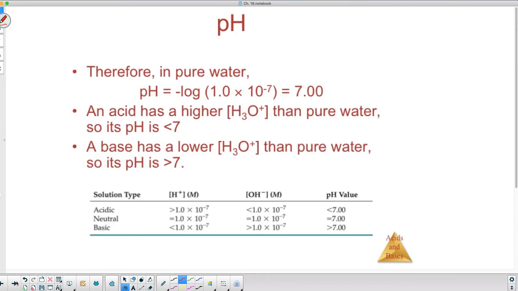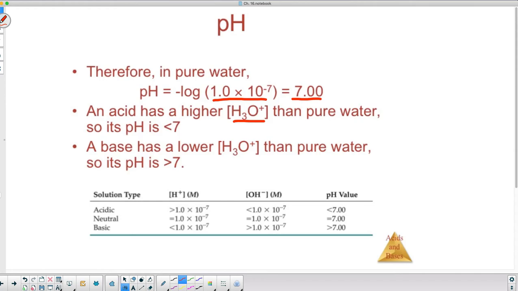So for pure water, the pH equals 7, the negative log of 1 times 10 to the negative 7th. This is where our pH scale comes from. An acid has a higher H3O+ than pure water, so its pH is less than 7. This is why acids tend to be very, very strong. Acids are down in the 0 range, or even slightly negative numbers for pH, and neutral would be 7, and then bases are higher than that.